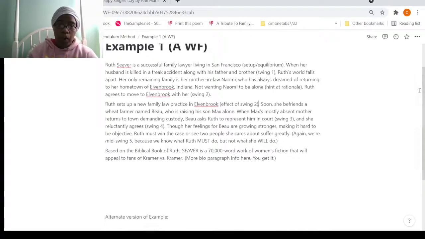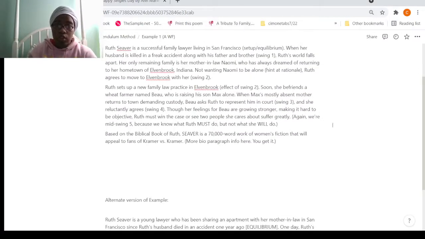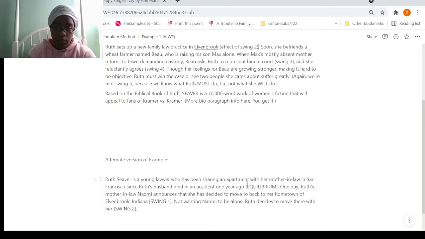This one, depending on where you start your story, and you always want to be mindful of where you start your story, you could change this to where the story actually starts after Ruth's husband has died. So you could say she's been living here, and this is her equilibrium. Her husband died before the start of the story. Her equilibrium is living here with Naomi, and then they decide to move. And so this is your alternate version of paragraph 1.